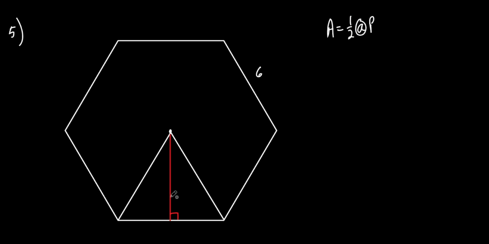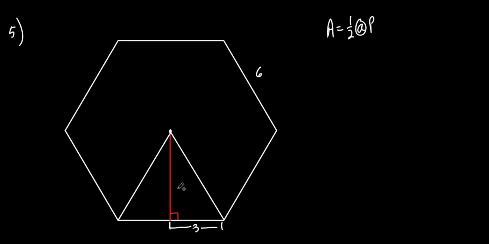So how in the world do I find that? Well, look what I did. I made it into a right triangle, didn't I? By the way, what's this from here to here going to be? That's going to be 3. Okay? Now, what do I need to find? I need to find this length right here, don't I? How in the world am I going to do that?